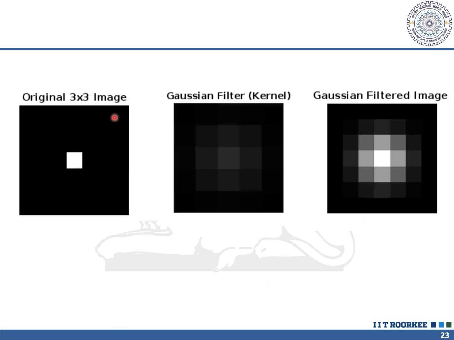So here is our image, how it looks. These dimensions are mentioned wrong. It is actually a 7 cross 7 image. So when we are applying the Gaussian filter, we are getting this kind of image. See how our Gaussian image has been generated.